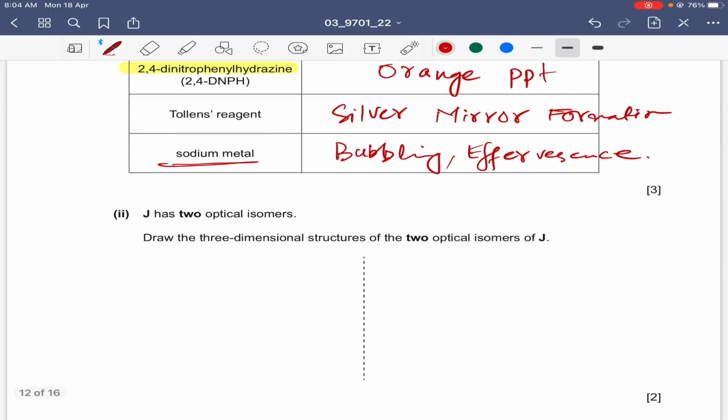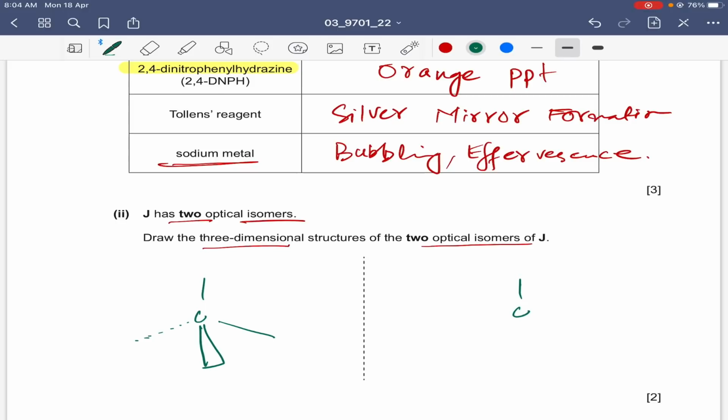Now J has two optical isomers. Optical isomers are basically two non-superimposable mirror images. Draw the three-dimensional structure of the two optical isomers of J. So to draw the three-dimensional structure, first let's draw all the four bonds.